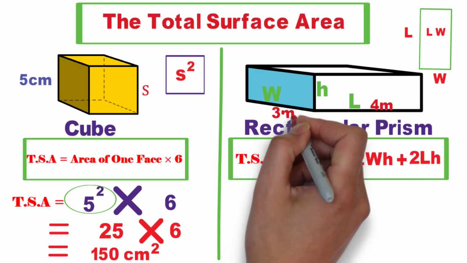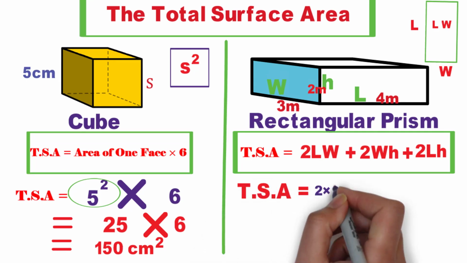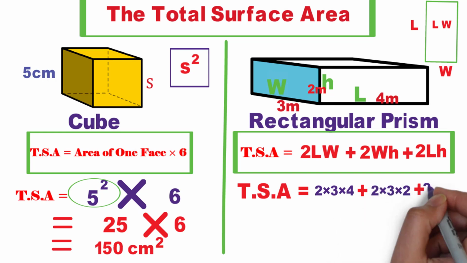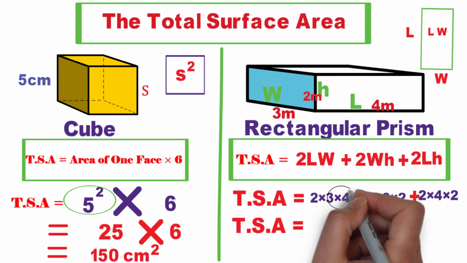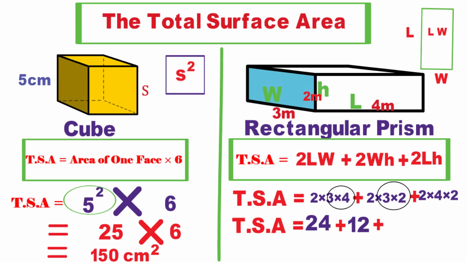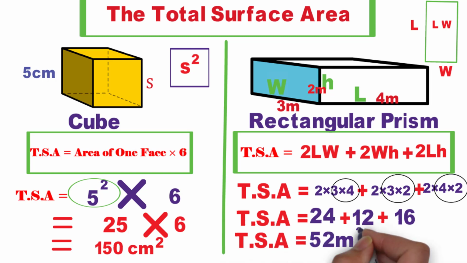Suppose that the length equals 4 cm, width equals 3 m, and height equals 2 m. Now, we can find the total surface area equals 2 times 3 times 4 plus the double product of 3 times 2 plus the double product of 4 times 2. 3 times 4 equals 12. Now, 12 times 2 equals 24, plus 3 times 2 equals 6, times 2 equals 12, plus 4 times 2 equals 8, 8 times 2 equals 16. Now, add all products. We have 24 plus 12 plus 16. Now, the total surface area equals 52 square meters.